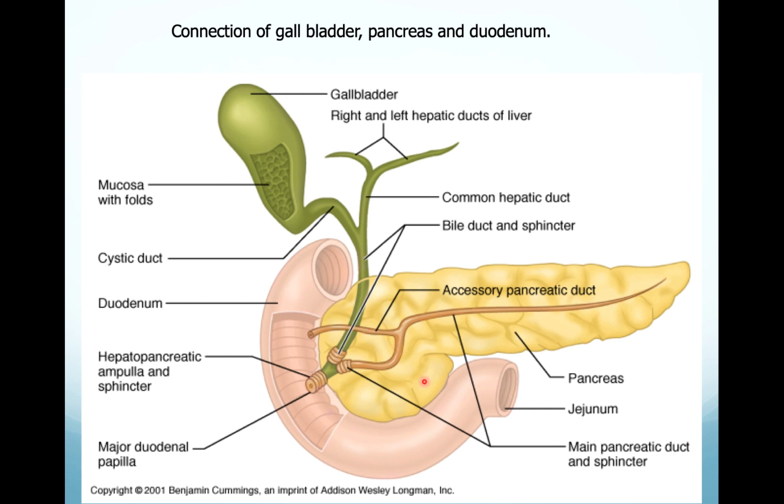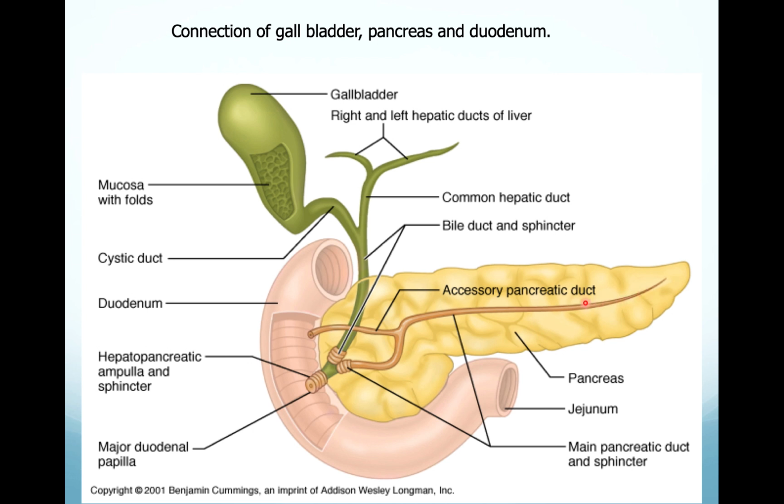All right, important picture, my friends. Very important picture. This shows the pancreas, the gallbladder, and the duodenum. The gallbladder is able to connect to the pancreas using what's called the bile duct, that's in green, and the pancreas can connect to the duodenum using what's called the pancreatic duct, which is here.